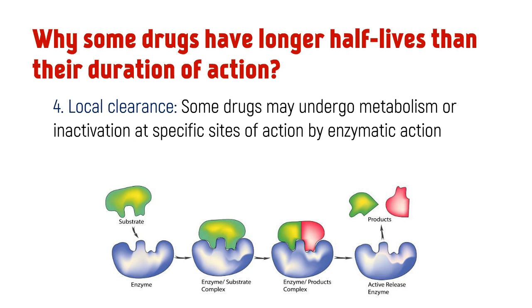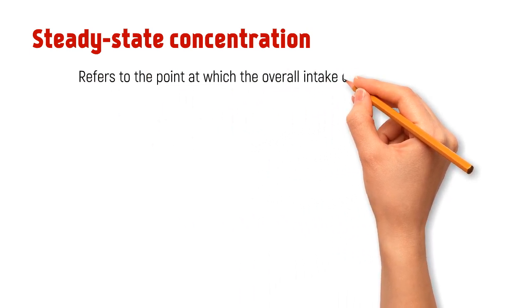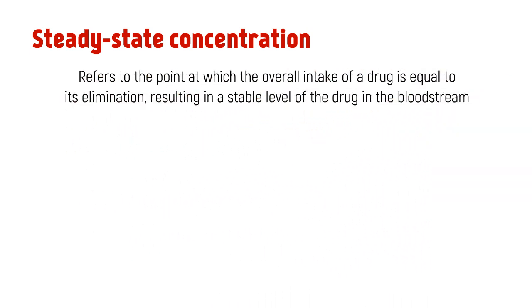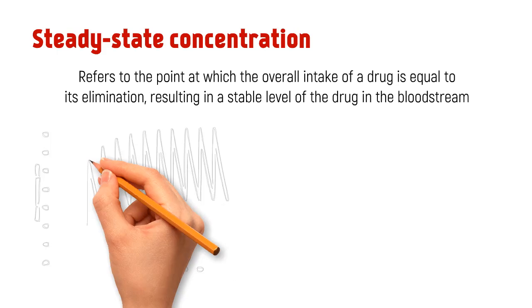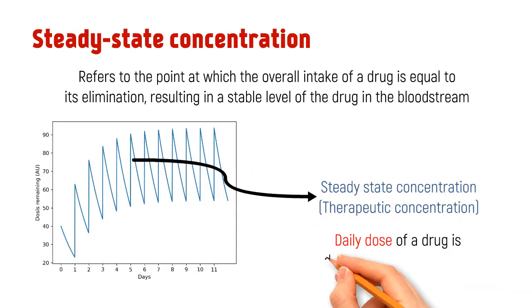As we mentioned earlier, understanding half-life is crucial for determining steady-state concentration. So what exactly is the steady-state concentration? Steady-state concentration refers to the point at which the overall intake of a drug is equal to its elimination, resulting in a stable level of the drug in the bloodstream. At this point, the concentration of the drug remains relatively constant over time. The daily dose of a drug is determined by its steady-state concentration.